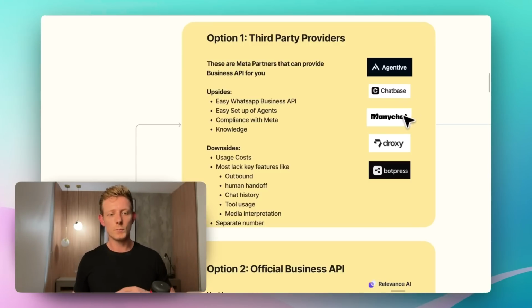Then we have ManyChat, which is more like a traditional chatbot builder, right? So we have a lot less flexibility with our AI agent, but we do actually have outbound messaging, and chat history, etc. But it's a lot more difficult to have knowledge and tools, etc. in a platform like ManyChat. Then we have Droxy, which is another one which actually does have a human handoff feature, but doesn't have outbound and media interpretation, and also no chat history, I think, yet. And then we have BotPress, which gives you a lot more flexibility, but from my understanding, they don't have media interpretation yet, and also I don't think outbound messaging, but I'm not entirely sure on that.